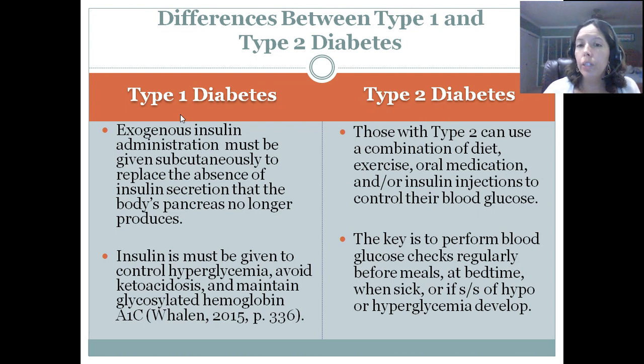Those with type 2 can use a combination of diet, exercise, oral medication, and/or insulin injections to control their blood glucose. The key here is to perform blood glucose checks regularly before meals, at bedtime, when sick, or if signs and symptoms of hypo or hyperglycemia develop.